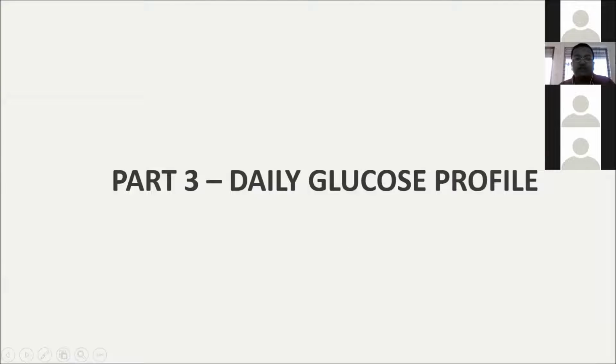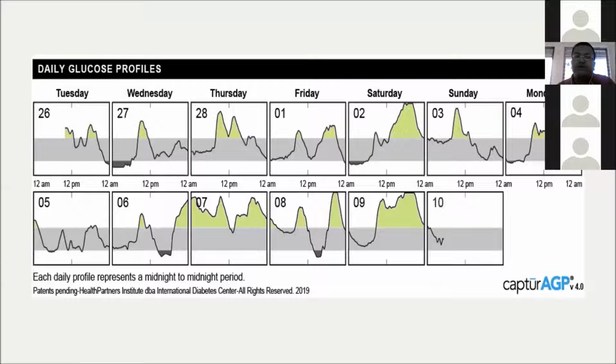It should be the green which we should go for. And last but not the least, this ambulatory glucose profile also gives information about the daily glucose values. This gray zone is actually the target for a day. The yellow ones are those going above the target of 180, and the red ones are the areas or times of the day when it is coming below the target.